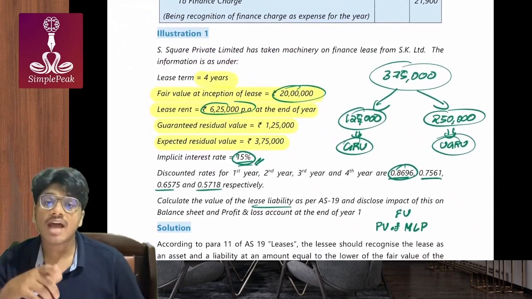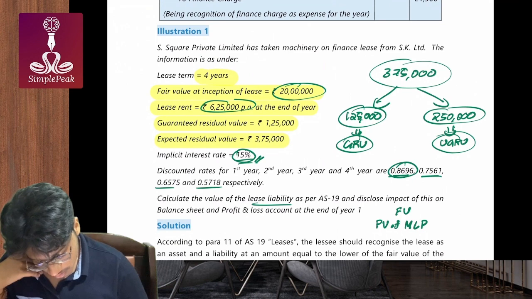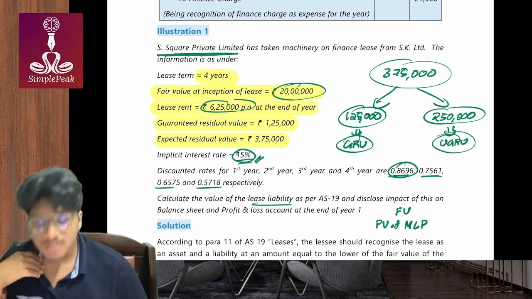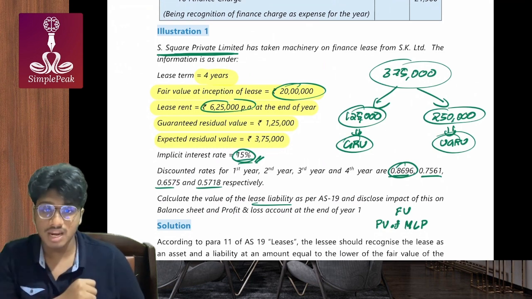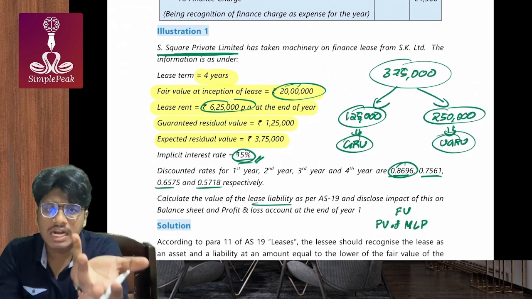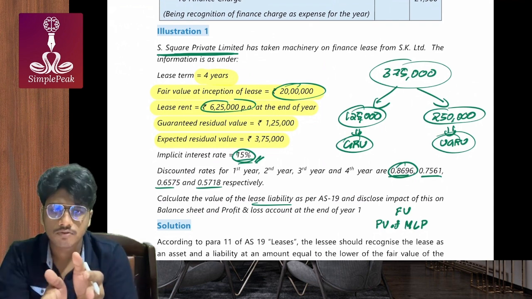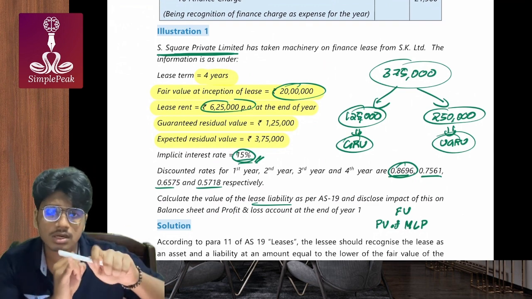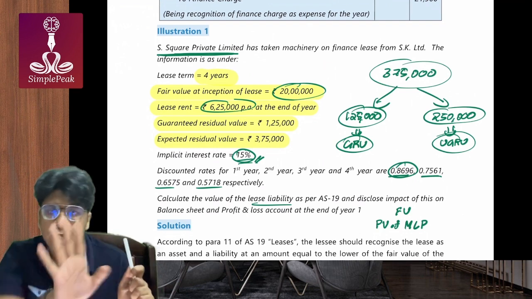Why did I write unguaranteed residual value? Because it is from the perspective of Esquire Private Limited, the one who has taken the machinery and is making the payment. See, if I am making the payment, why should I bother about the unguaranteed part? I should only bother about what could be my possible outflow. What are my outflows? Lease payments and guaranteed residual value. These are my possible outflows. That is only what is required.